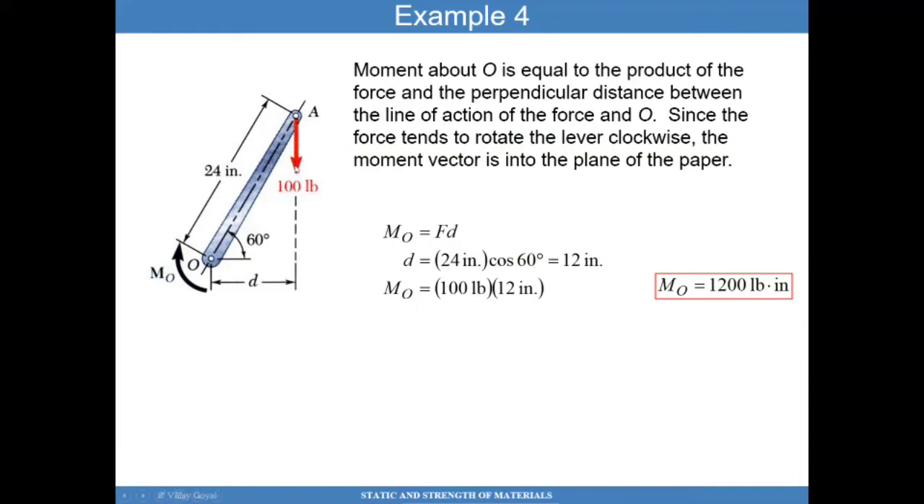For example, this 100 pound force can be projected onto this axis. How do we determine that? If this is 60 degrees, then this is 30 degrees. So 100 times the cosine of 30 degrees gives me the force component along this axis. However, that force component passes through the line of action of point O, so that causes no moment. If I take the force component perpendicular to AO, that component will be 100 times cosine of 60 degrees, and so that will give me 50 pounds.